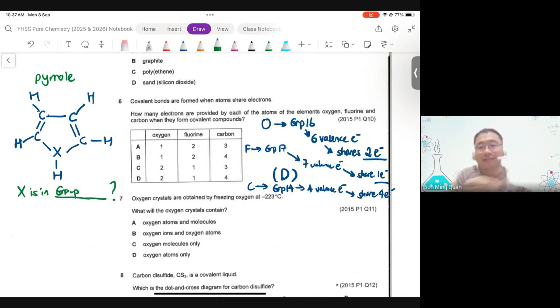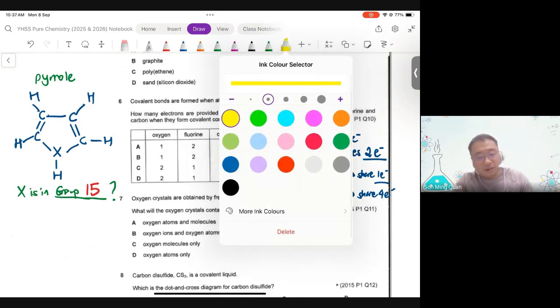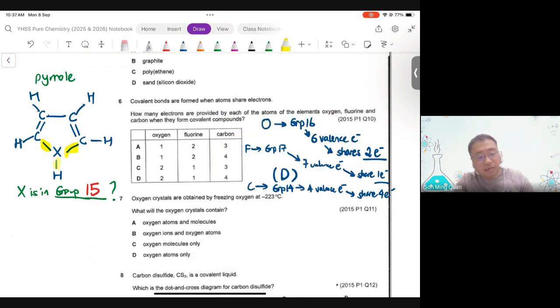Okay, and the answer. Let's end the poll and show everyone the results. X is from group number 15. Now, how do you work this out? The way to work this out is to look at how many bonds are around X. Just ignore the carbons already. Just look at X. You just want to focus on X, right? I'm asking you about X, you focus on X. X has 3 bonds around itself.